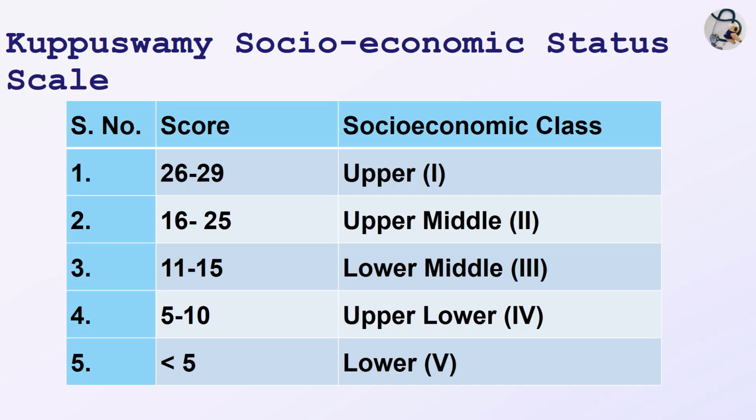So according to the Kuppuswamy socioeconomic status scale, they give some scores which you work out depending upon the education, occupation and income. A score of 26 to 29 indicates an upper class family, that is 1. 16 to 25 is an upper middle class family, 2. A score of 11 to 15 indicates a lower middle status family, 3. And then 5 to 10 gives you an upper lower status family, that is 4. And then less than 5 indicates the lower, that is the 5th socioeconomic status class.